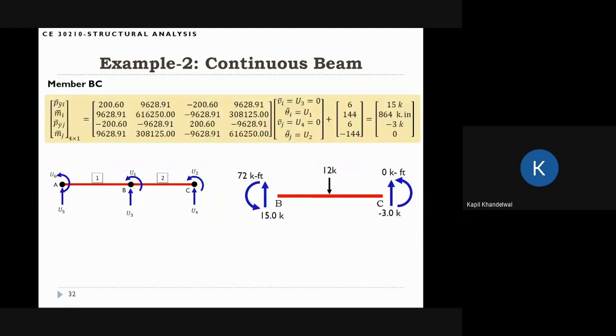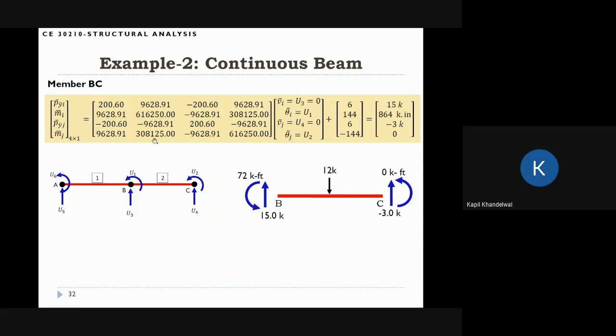For member BC, we have to do a similar exercise. This is the stiffness matrix for BC. BC is this member here. So this is the I node at this end, and the J node is at this end. So the stiffness matrix is multiplied by Vi, theta I, Vj, theta J. Vi is the U3 degree of freedom, that is 0. Theta I is the U1 degree of freedom. Vj is the U4 degree of freedom, and theta J is the U2 degree of freedom. So in this case, Vj is also 0. Only theta I and theta J are non-zero.